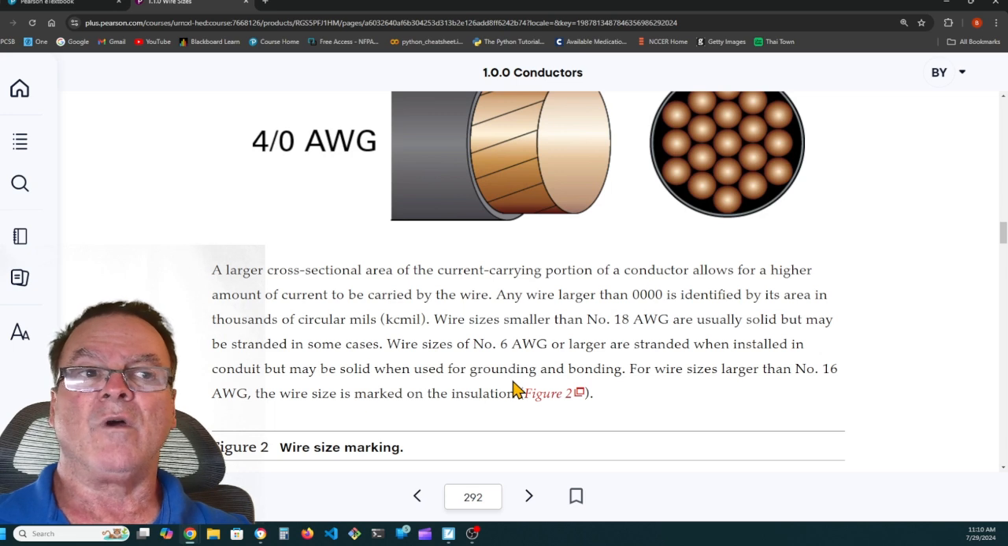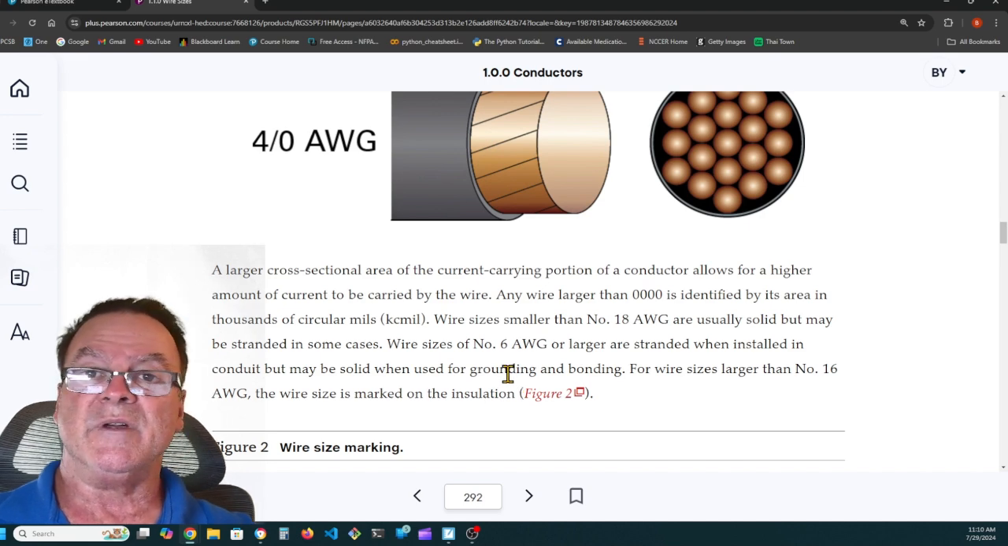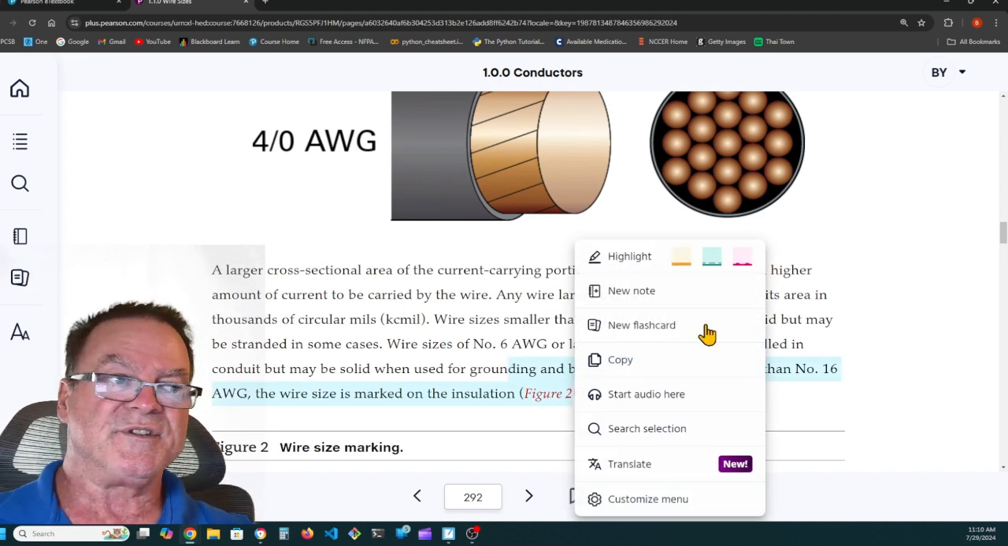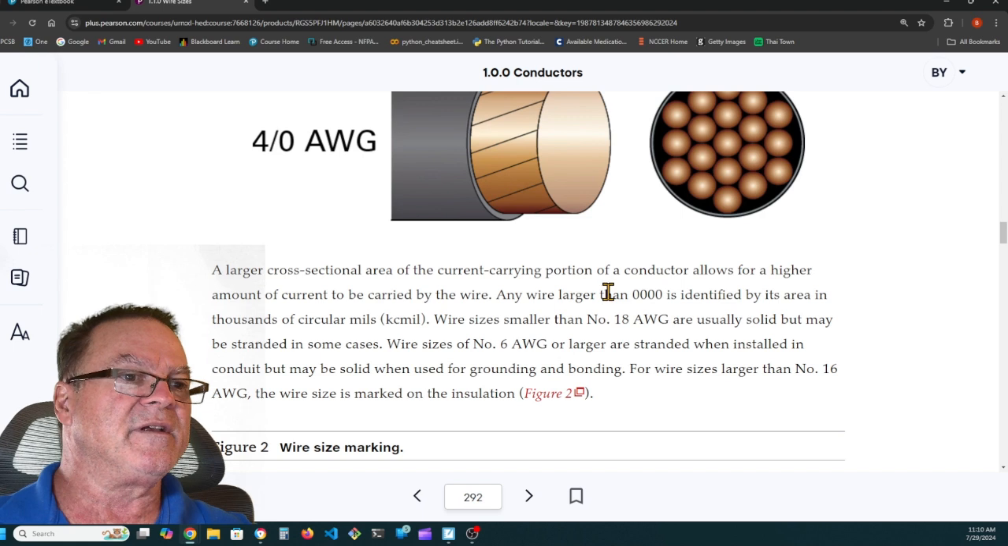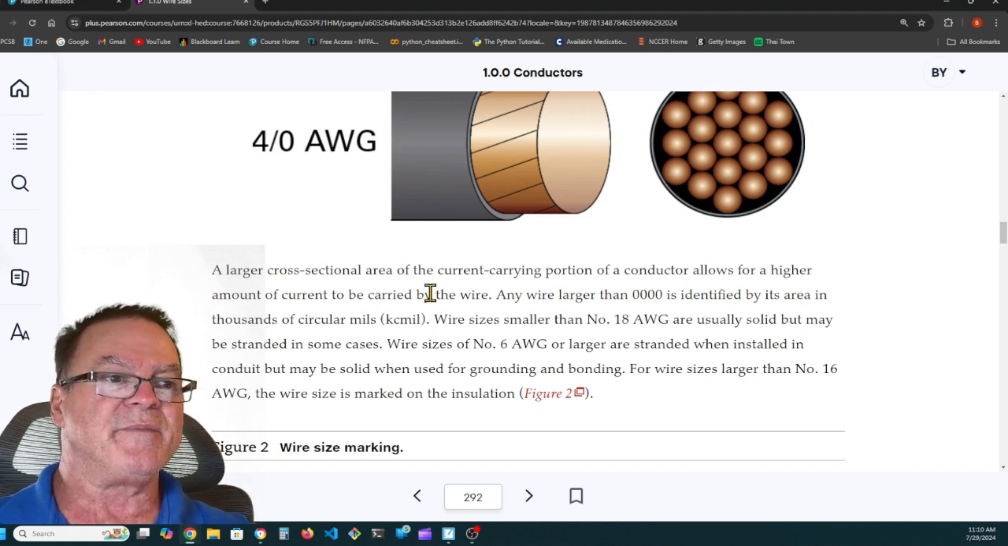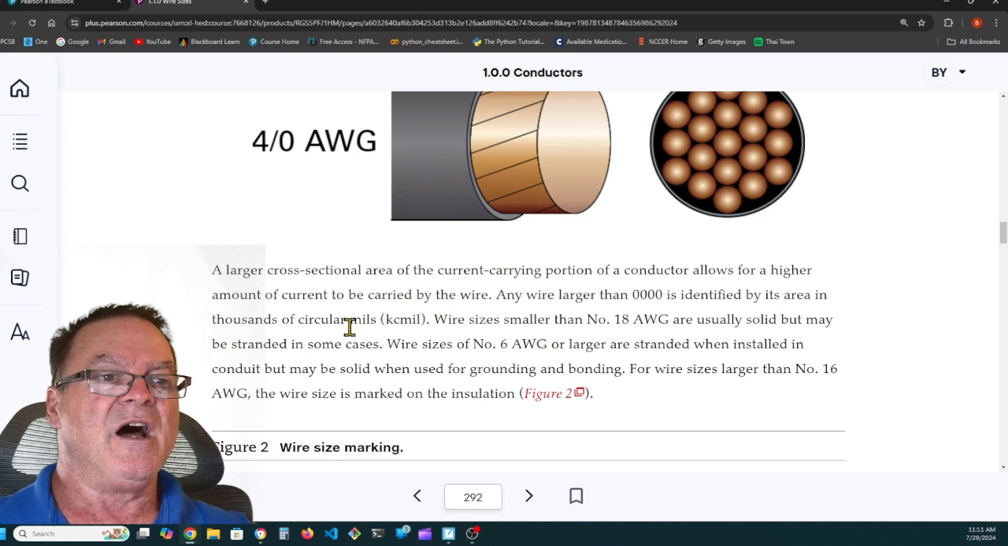Anything larger than 4/0, we'll see later on, it's expressed in cross-sectional area in circular mills. When we get to that point, it'll talk about circular mill area. So a larger cross-sectional area of the current carrying portion of a conductor allows for a higher amount of current to be carried by the wire. Any wire larger than 4/0 is identified by its area in thousands of circular mills, kcmil.